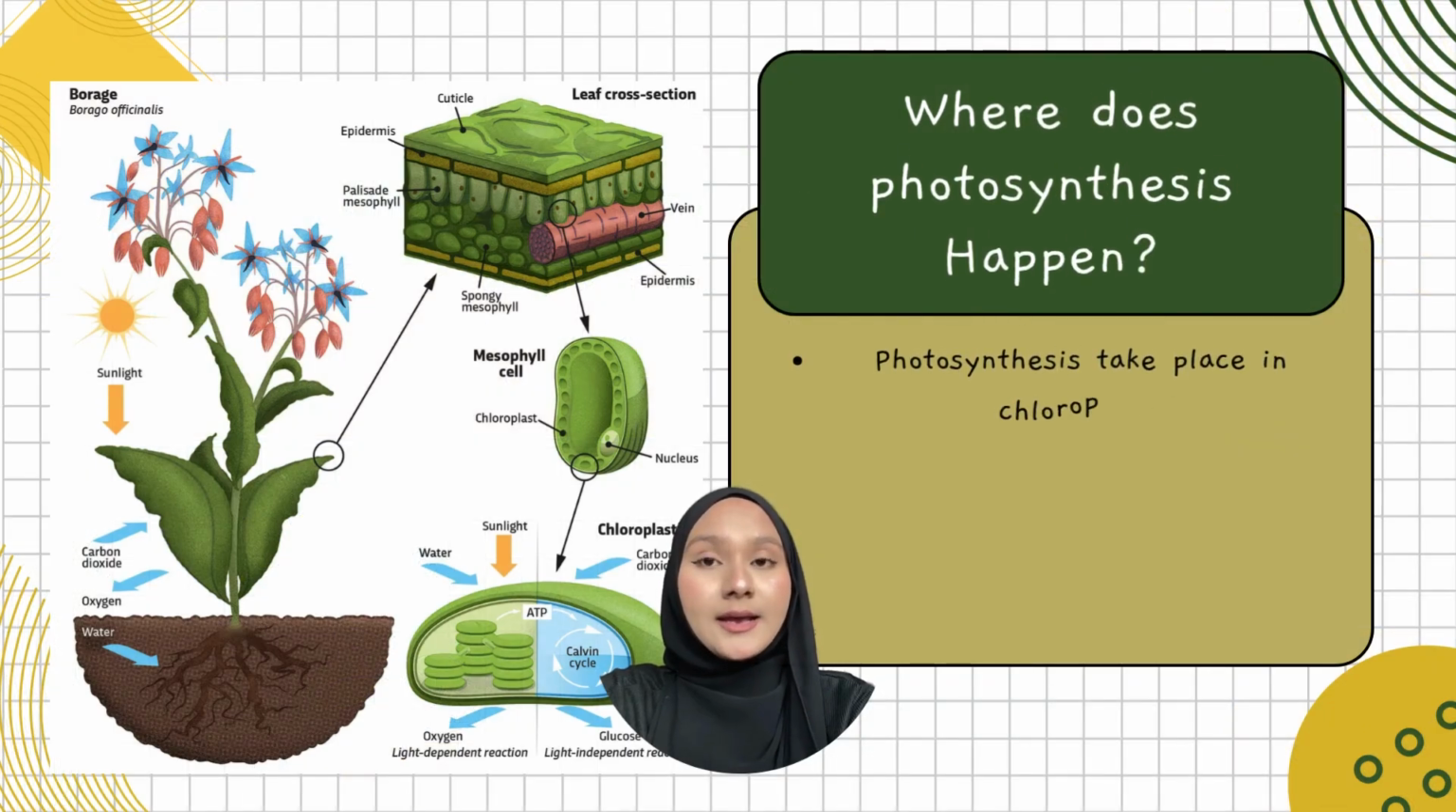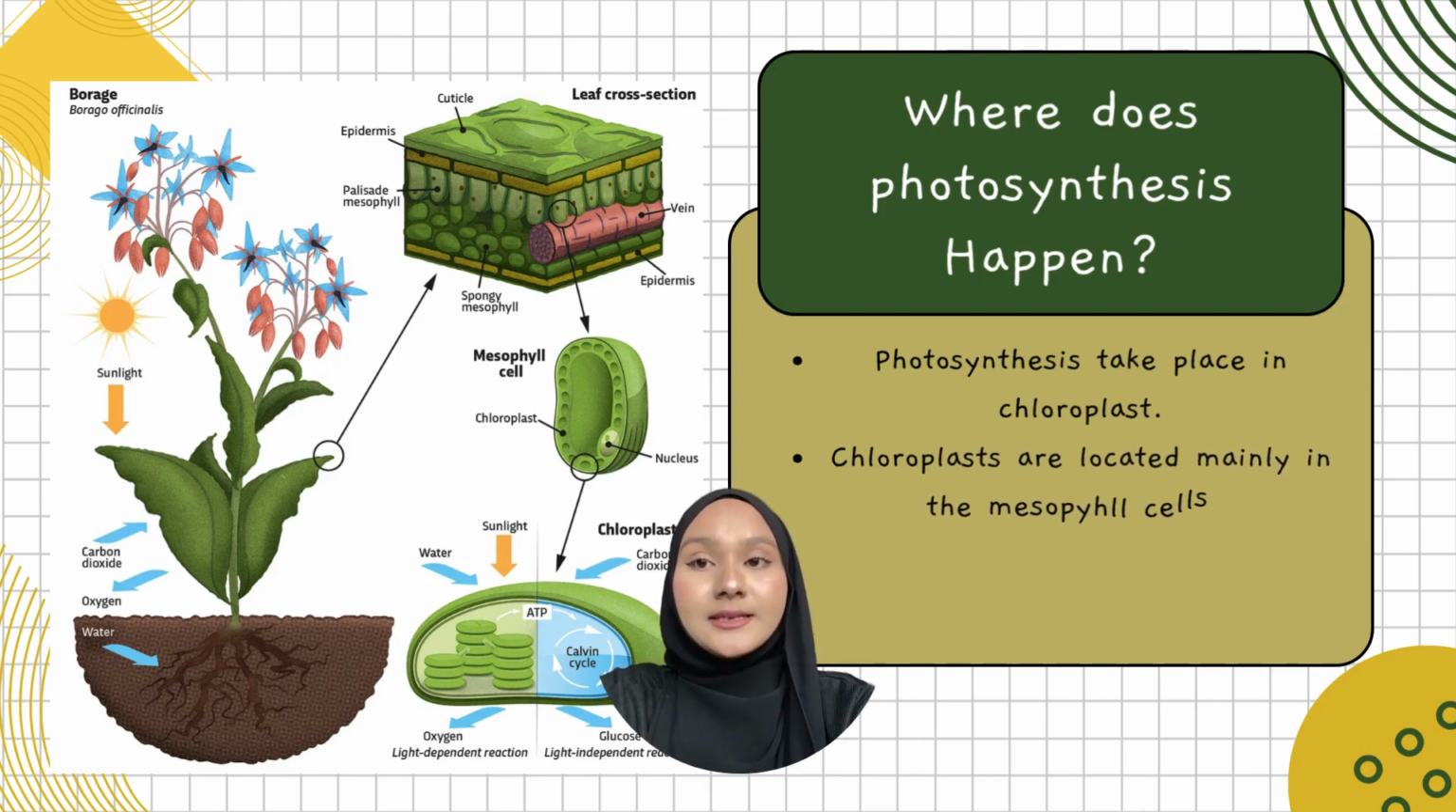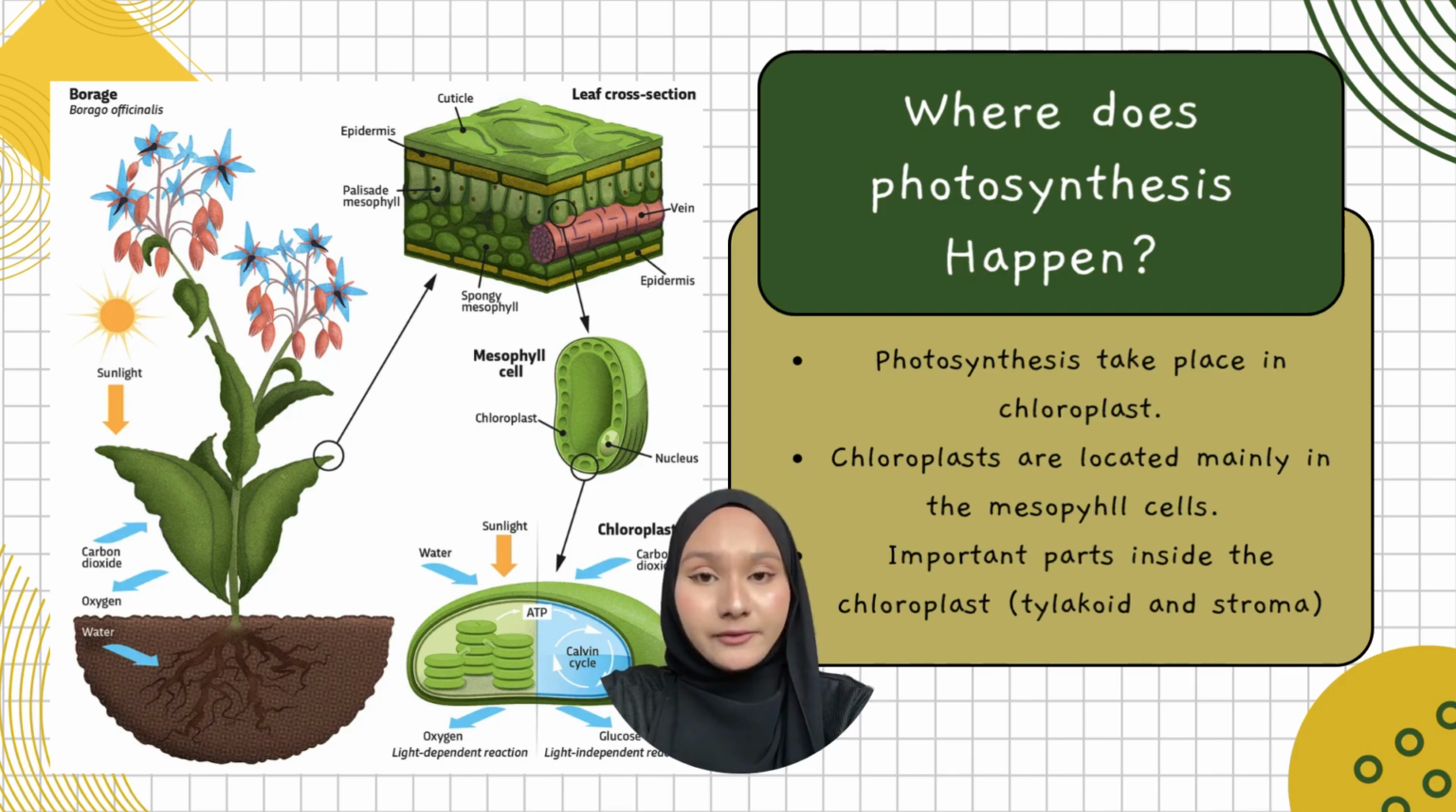Moving on, where does this process actually happen in plants? Photosynthesis takes place in the chloroplasts, which are mainly found in the mesophyll cells of the leaf. Inside the chloroplast, we have thylakoids, which look like stacks of coins, and the stroma, which is the fluid surrounding them. Each part has its own important role in photosynthesis.